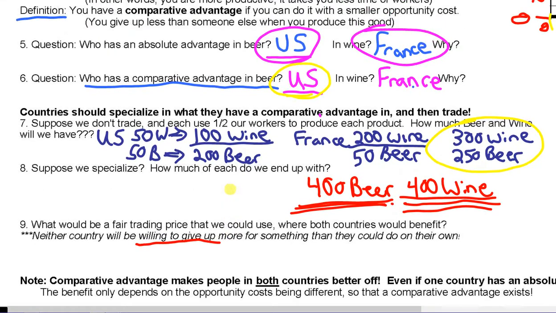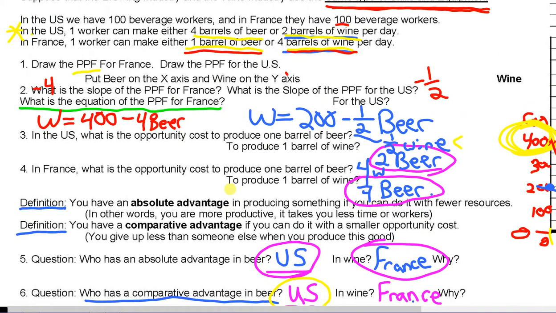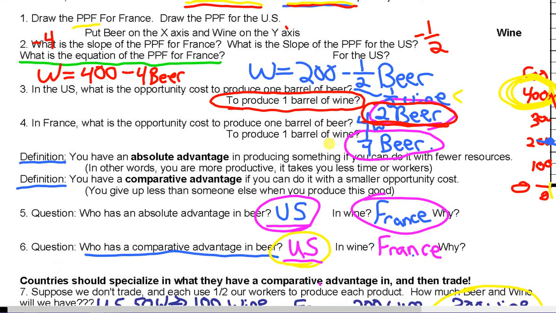So let's see. In the United States, how much do we have to pay in the U.S. to produce a barrel of wine? Well, what we have to pay is 2 beer. So we're willing to trade beer for wine with France as long as we don't have to pay 2 beers, maybe less than 2 beers, to get each barrel of wine. Because if they try to charge us 2 beers or 3 beers per wine, we're going to say, no, we can do that ourselves. Forget it. We'll save the shipping costs. So 1 beer per barrel of wine would work for the U.S.